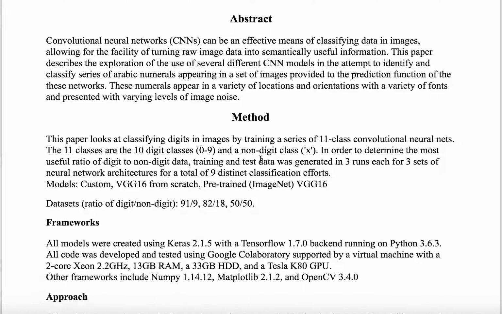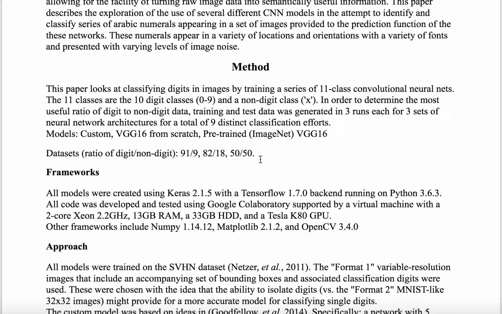Okay, so what I wanted to try was, given that we were classifying 10 digits, I wanted to find out how the ratio of digit to non-digit data would affect the models that I create, both custom and the two versions of VGG16.